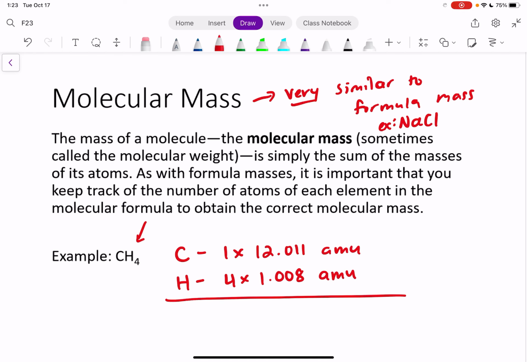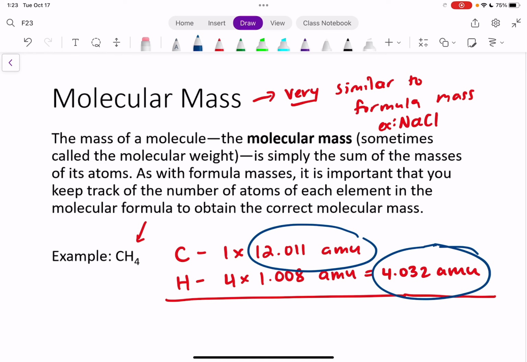And now we have to total up those numbers. So remember your PEMDAS rules. You've got to multiply first. So 4 times 1.008 is 4.032 AMU. Okay, and then we want to add up these two numbers, because we want to get the mass of the entire molecule of CH4. So 4.032 plus 12.011 is going to give us 16.043 AMU.